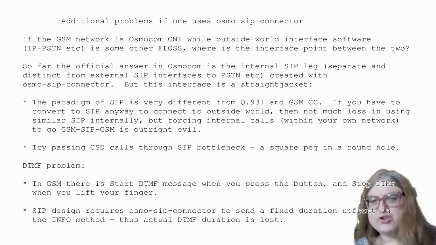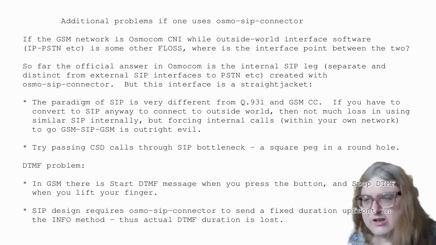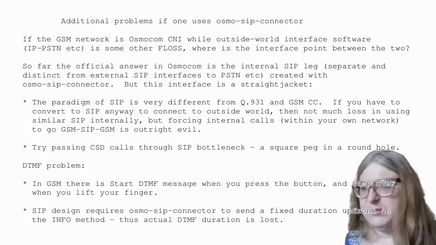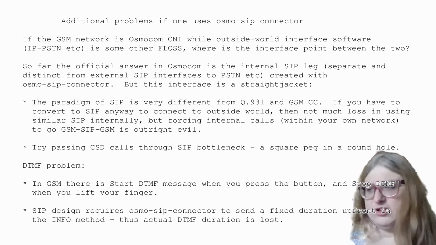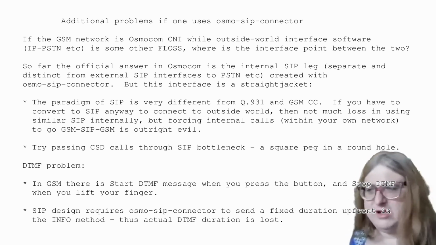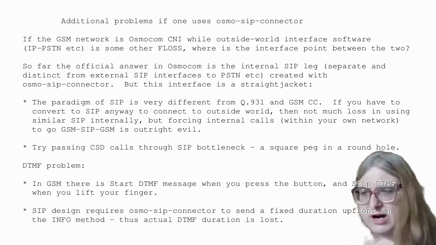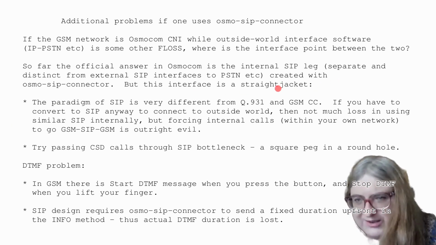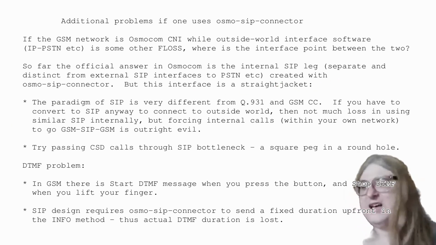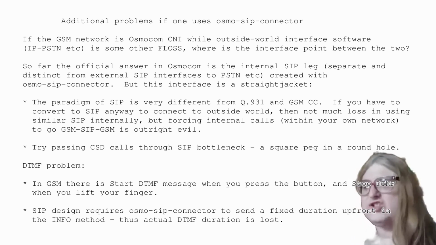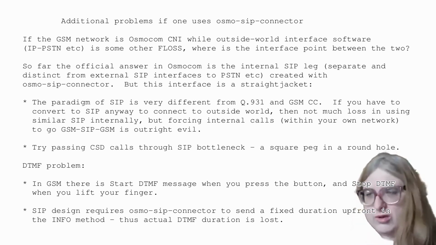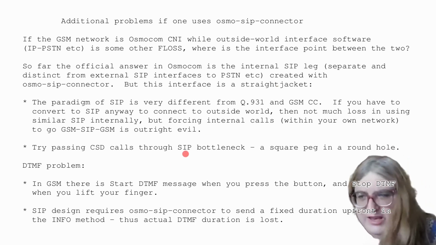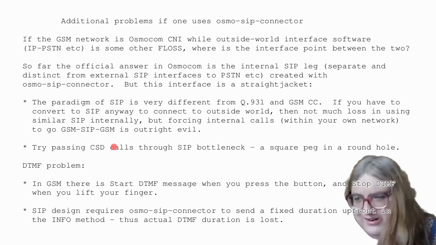So it seems like the official answer in SmartCom has always been the Osmo SIP connector. And so now you have this internal SIP leg, which does not go to the outside world. That's just between Osmo SIP connector and whatever PBX or other software you use. But when I was looking into it early on, I immediately found that I used this word, a straitjacket, because it really feels like a straitjacket. It's very constraining, having to go through this interface, this bottleneck. Here I'm not going to read it, but you can read why it's such a problem.